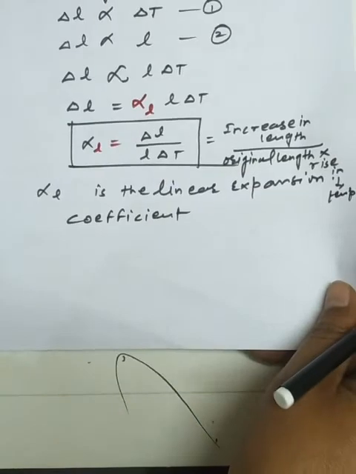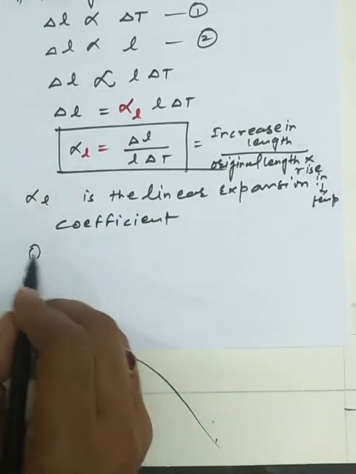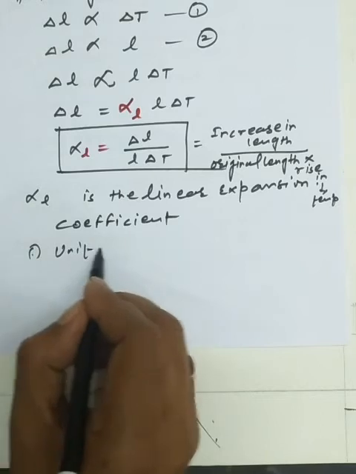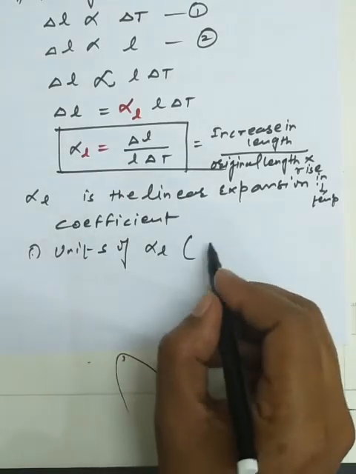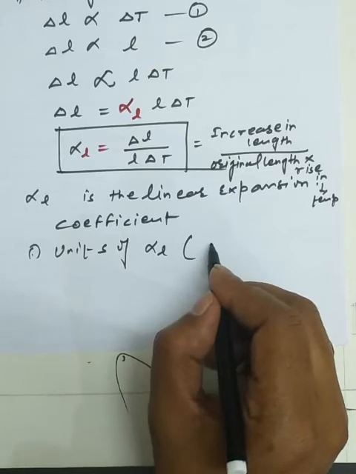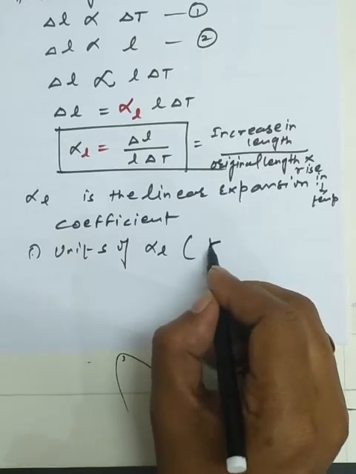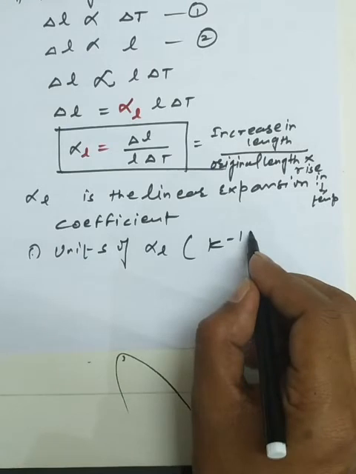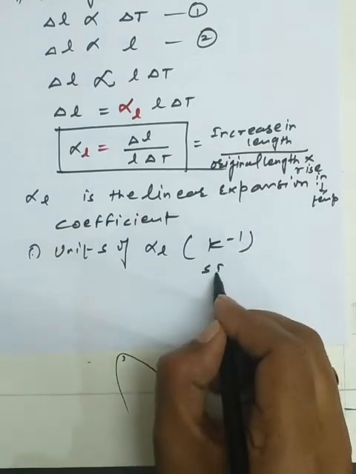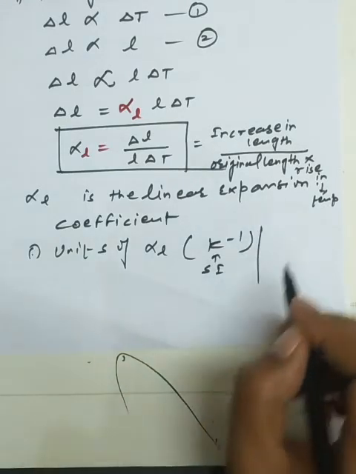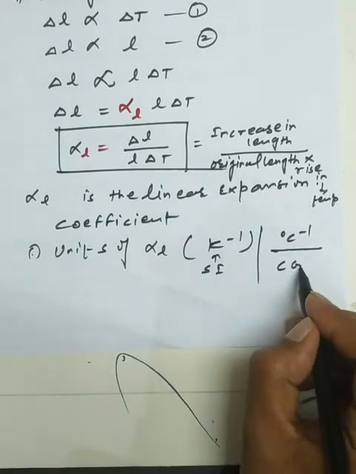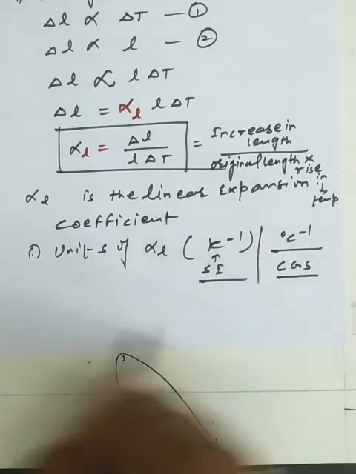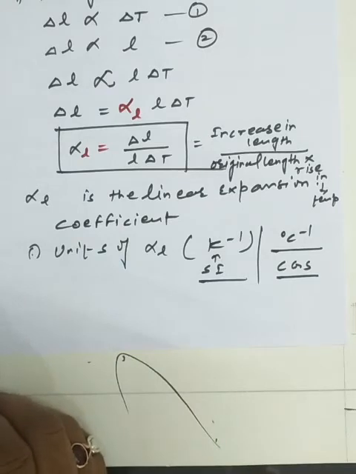Now the another segment is the unit concept. Units of alpha L we have, in the SI system and the CGS system. Kelvin inverse is in the SI system, and degree Celsius inverse is used in the CGS system. So these are the possible representations.